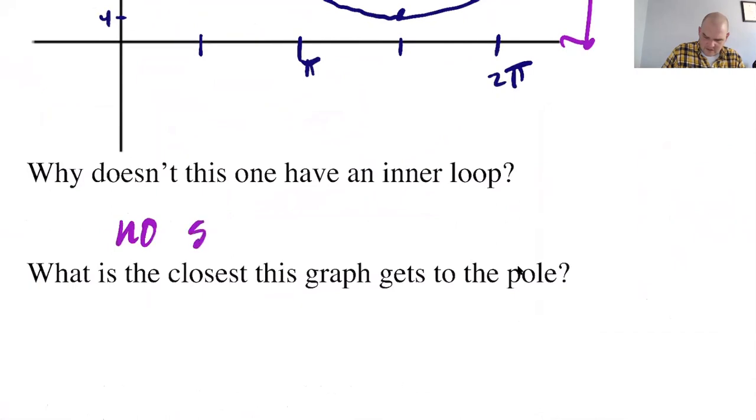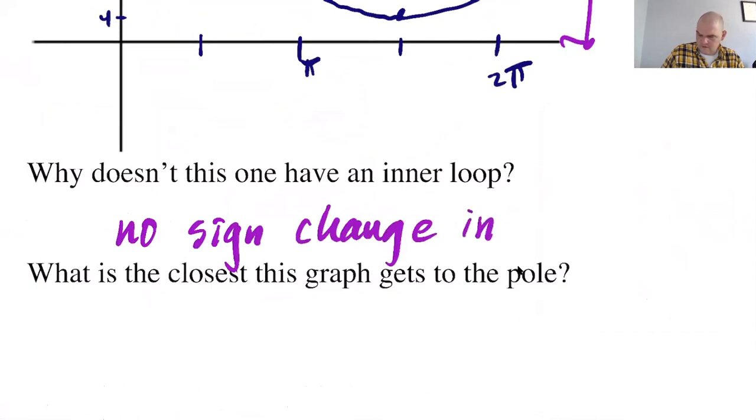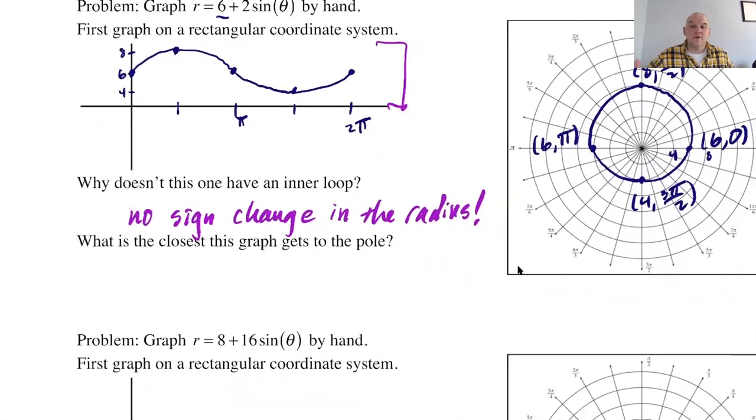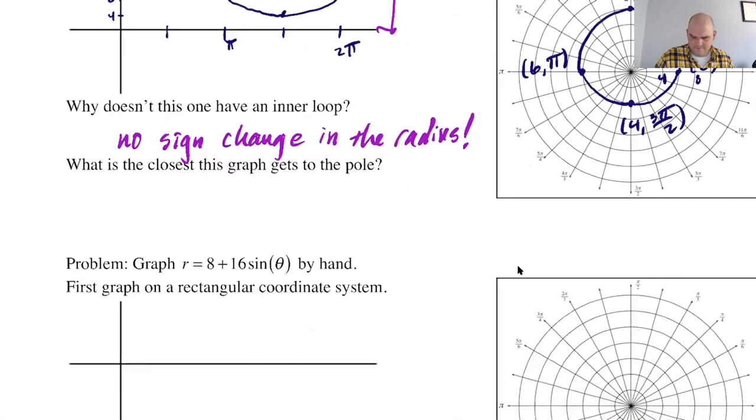So no sign change in the radius. Radius is always, in this case, positive. If the radius was always negative, there would also not be an inner loop. Just think parametrically, you'd be tracing things at different times. You'd be at different points at different times, but you would get the same basic shape.